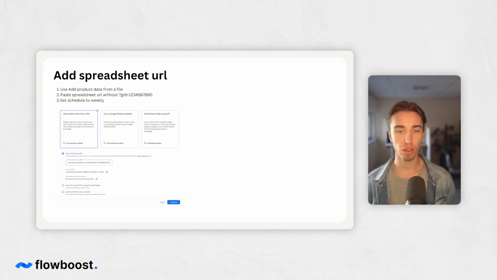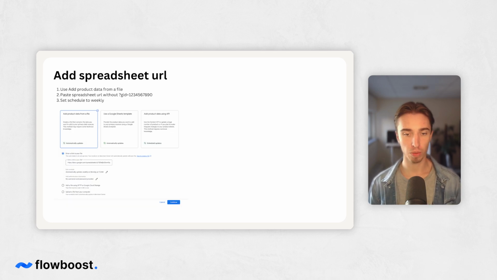From here, you select the box Add Product Data from a file, and you paste in the spreadsheet URL in the box where you can do this. Please keep in mind that after the /edit, you need to remove everything that's after it, because otherwise it won't allow you to continue. So after you've done that, you need to change the schedule.